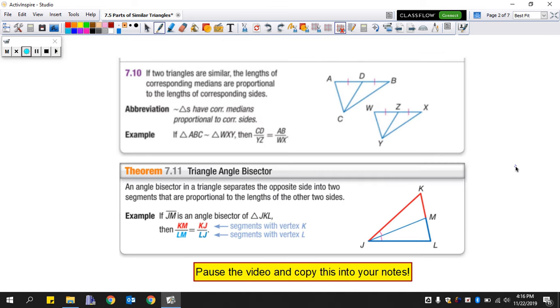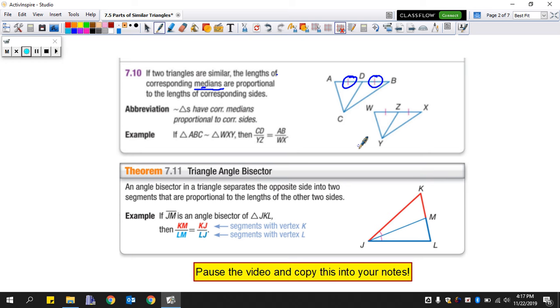The next theorem says if two triangles are similar, the lengths of the corresponding medians are proportional to the lengths of the corresponding sides. Remember, the median here is simply the line that goes from the vertex over to the side that's opposite of it and splits that side exactly in half. So it's a segment bisector rather than an angle bisector. Wherever it hits that opposite side, the two segments on either side of it are going to be congruent.